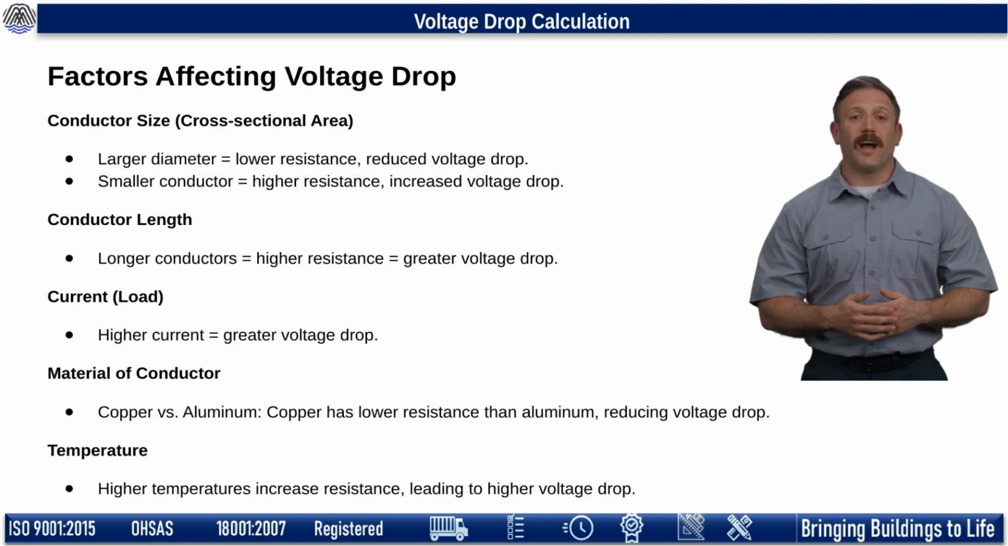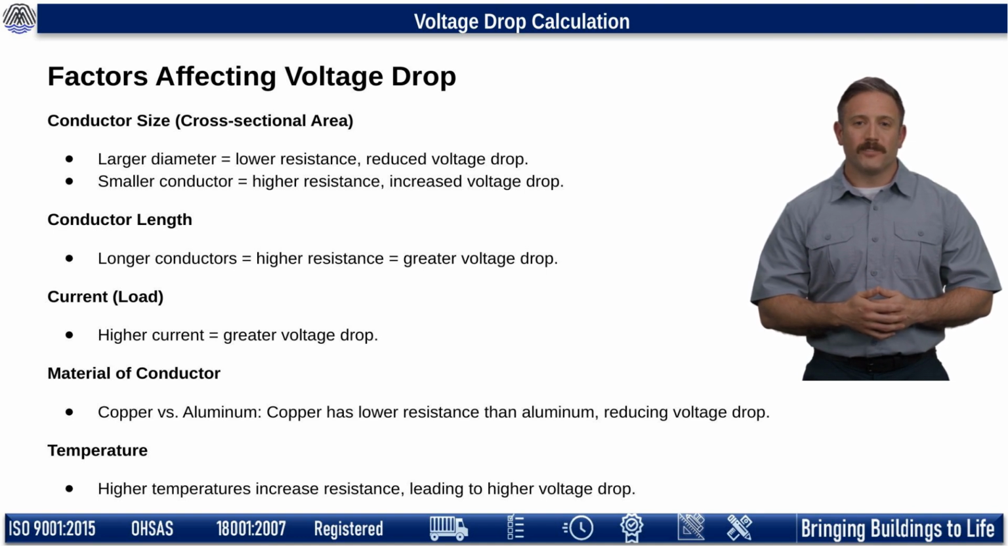Slide 5. Factors affecting voltage drop. To understand voltage drop better, consider these key factors. Conductor size. A larger cross-sectional area reduces resistance. Conductor length. Longer runs increase resistance, resulting in more voltage loss. Current load. Higher current demands lead to higher voltage drops. Material. Copper has lower resistance compared to aluminum, which is why it's often preferred. Temperature. As temperature rises, so does the resistance of the conductor.